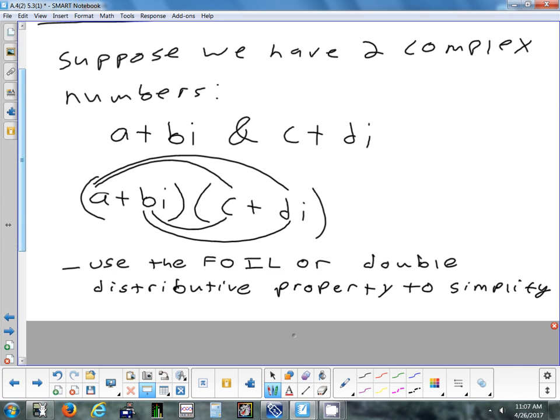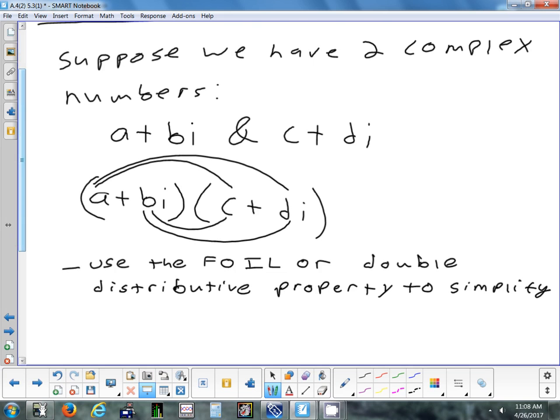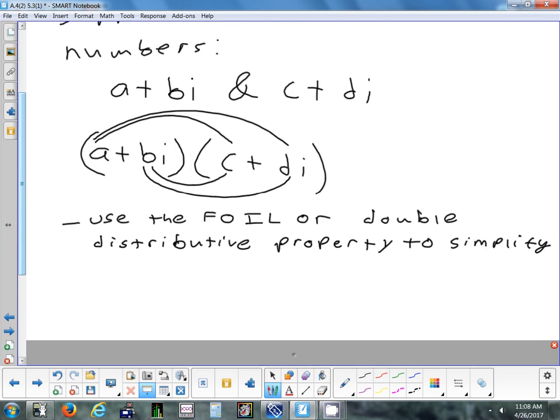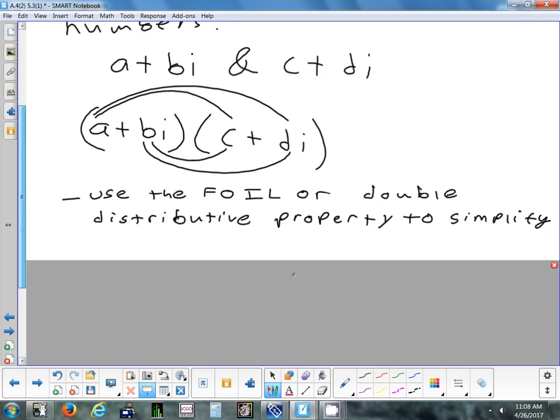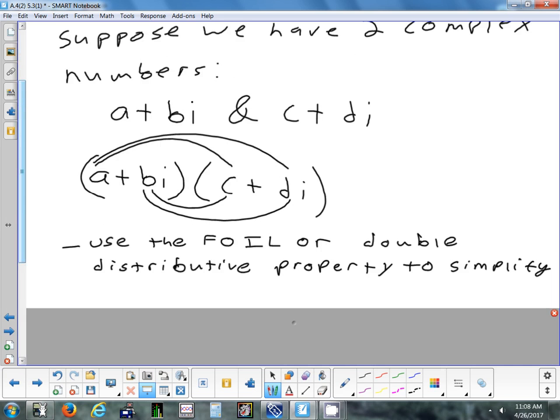Okay, so again, use FOIL, if that's what you call it, or really it's the distributive property twice. That's what you're doing. And as far as multiplying, that's pretty much it. That's all I really need to tell you. We'll just go to an example. But any questions on what I mean to multiply out where those lines are? You do a times c, a times di, you do all that out. But the difference is a, b, c, and d will all be numbers.